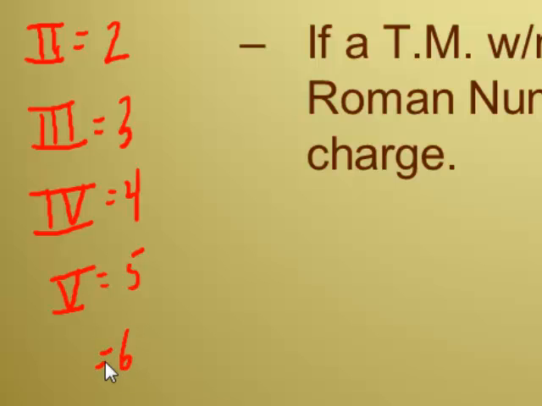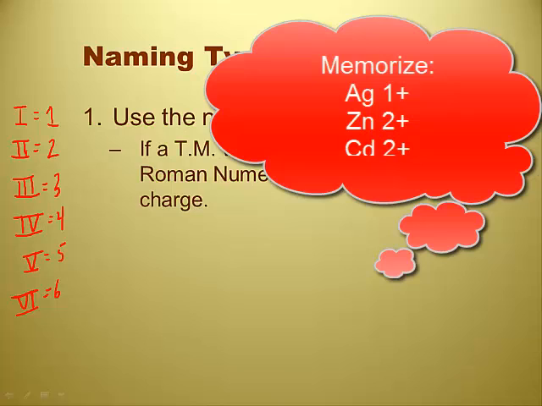Now, there are some exceptions to the Roman numerals. Some of the transition metals don't need Roman numerals because there's only one choice: zinc, silver, and cadmium. Zinc is always 2 positive, there are no other options. Silver is always 1 positive. And cadmium is always 2 positive also. Those 3 do not need Roman numerals ever.